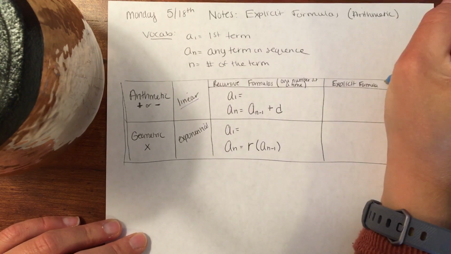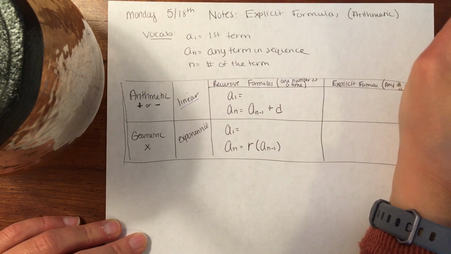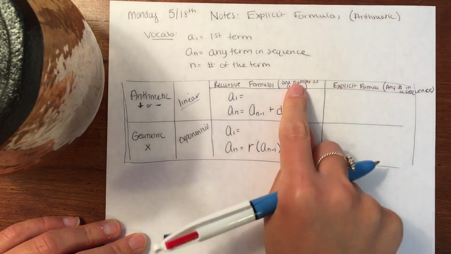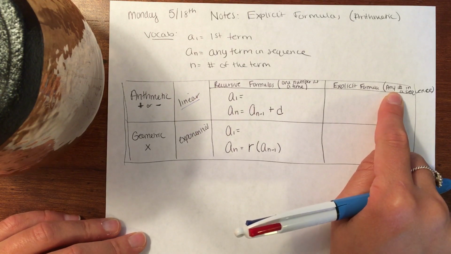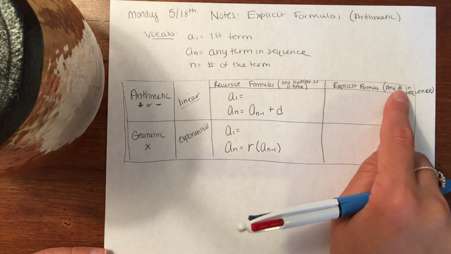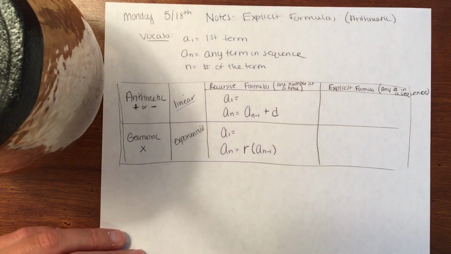this helps you find any number in a sequence. So this one helped you find one number at a time. This is any number. I could find the 1,000th, millionth number. It's not a number, but I could find the 100th number if I wanted to by just plugging it in. So the explicit formula looks like this, and you just need to memorize this.